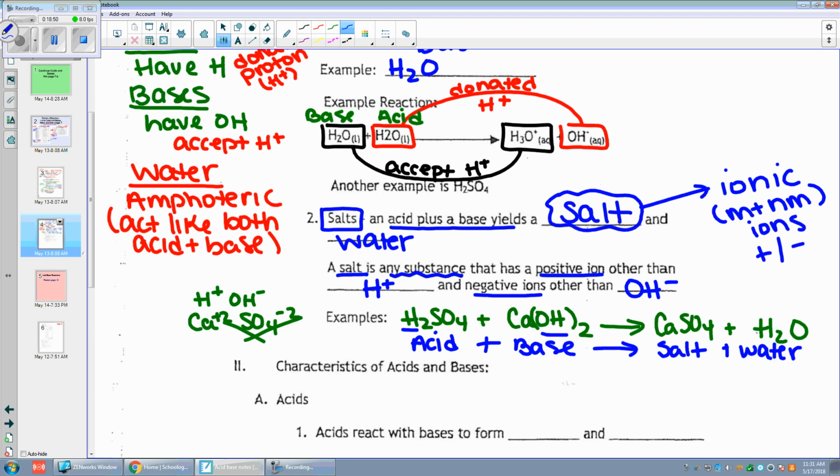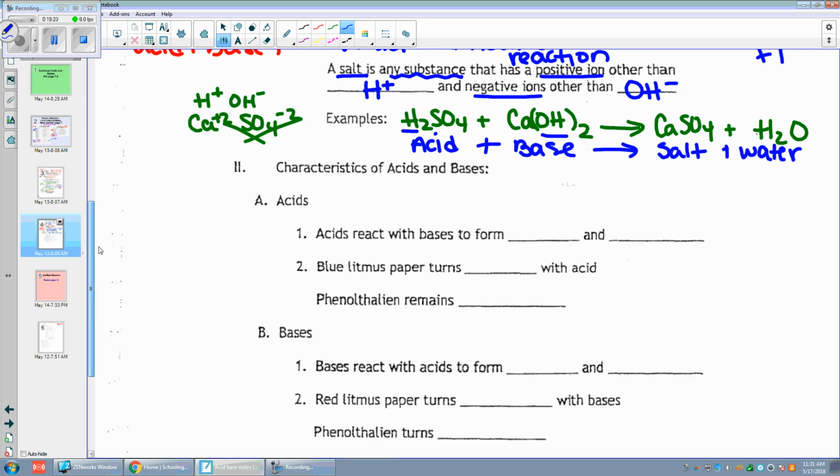These will be very, very important as we continue this. Very, very important. This back up here where it said acid plus base gives us salt and water, this is called a neutralization reaction. Neutralization. That is always the answer. Acid plus base gives you a salt and water. All right, so we're in there.